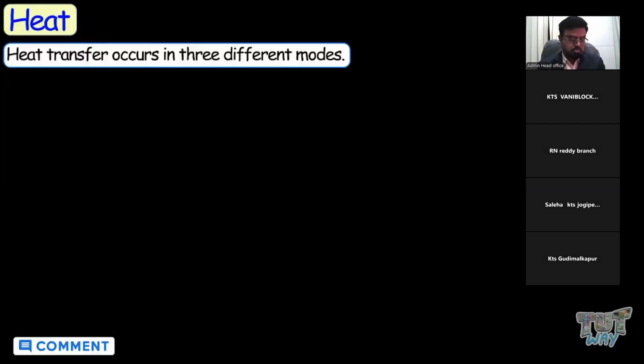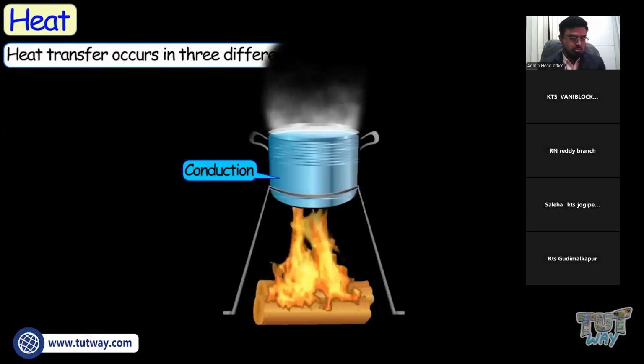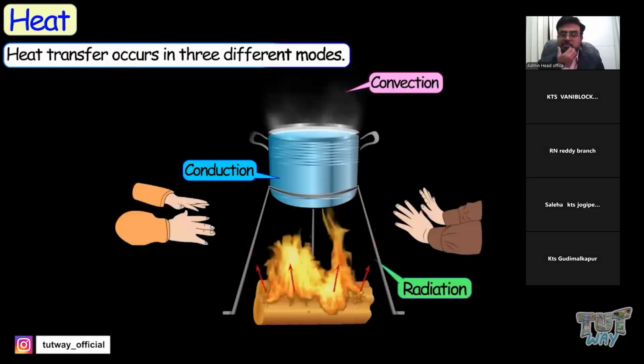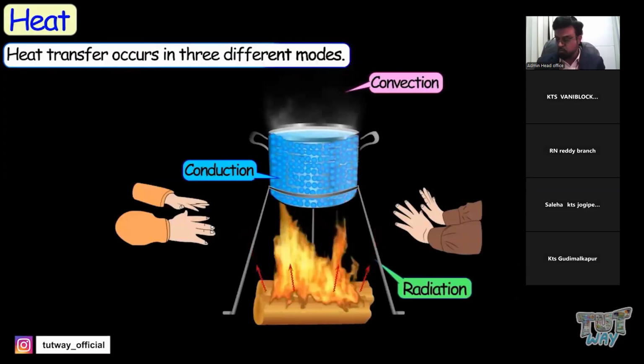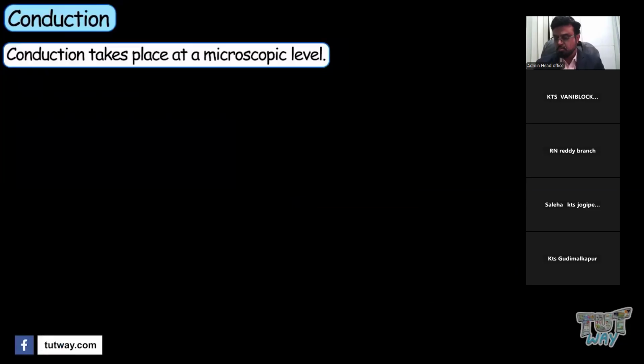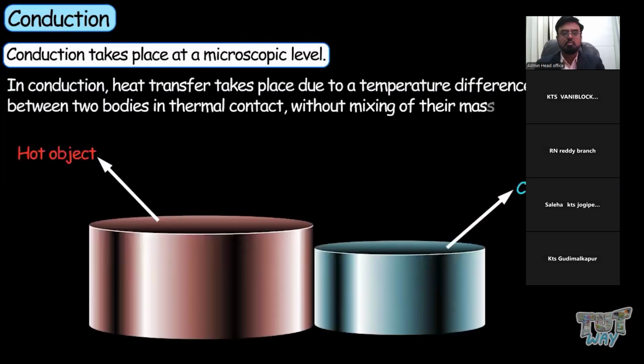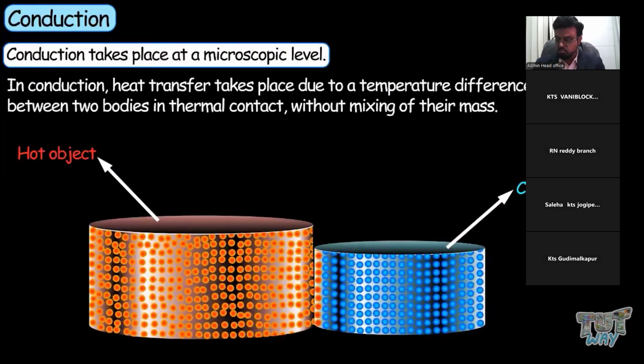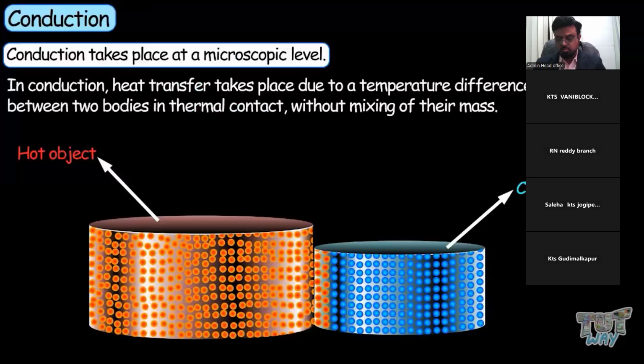Heat transfer occurs in three modes, which are known as the three modes of heat transfer: conduction, convection, and radiation. Now let's learn all three of them one by one. Conduction. Conduction takes place at a microscopic level. In conduction, heat transfer takes place due to a temperature difference in a body or between bodies in thermal contact without the mixing of their mass.